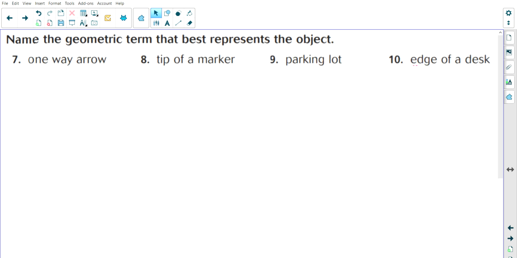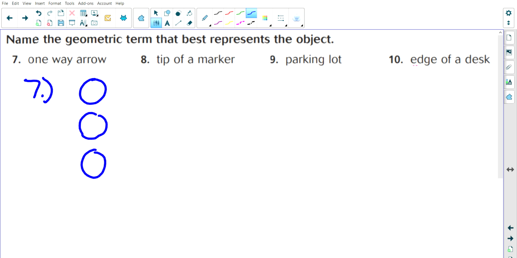All right, for numbers 7 through 10, we're going to continue naming the geometric term that best represents the object. So number 7 is a one-way arrow. So think at a stoplight, a one-way arrow would look like that. What geometric term does that look like? It looks like a ray. It continues in one direction, but not in the other.